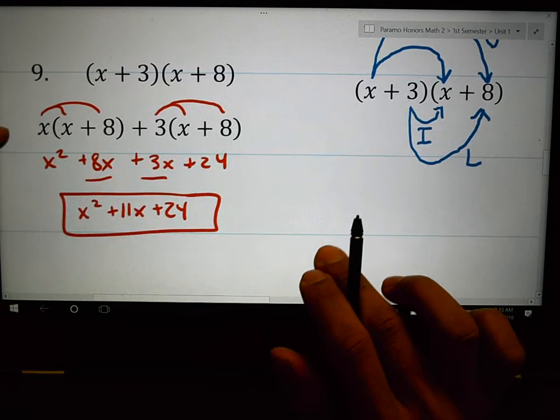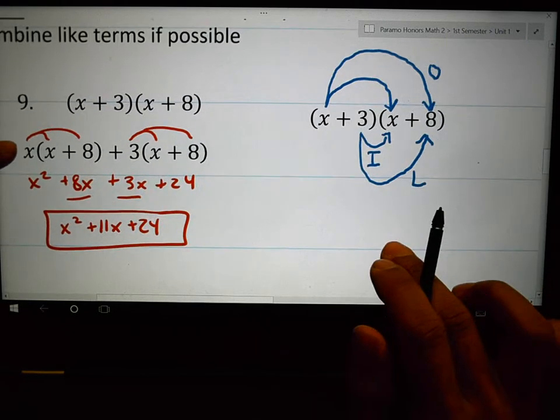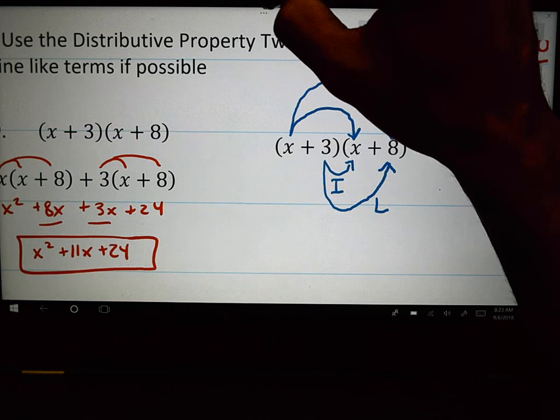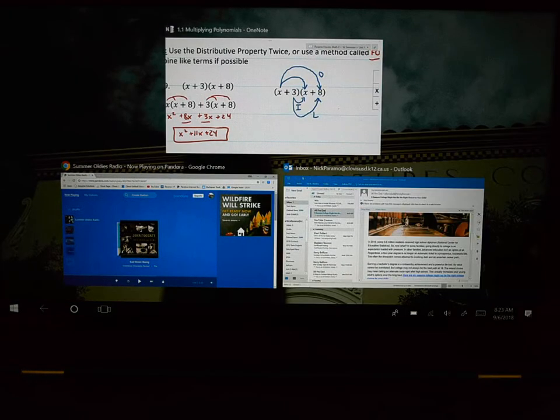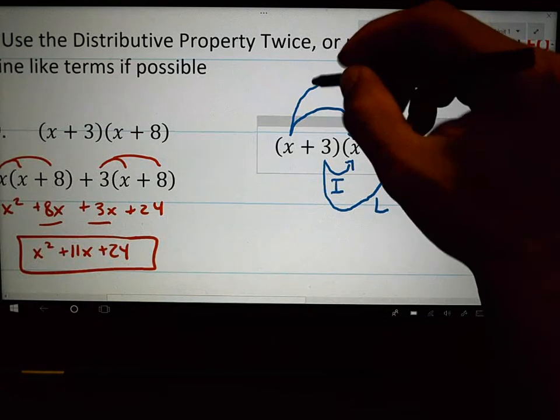I am not sure, so I need to take a quick survey. How many of you have heard of the FOIL method? How many of you have heard? There's about 6 of you. Okay, just checking.